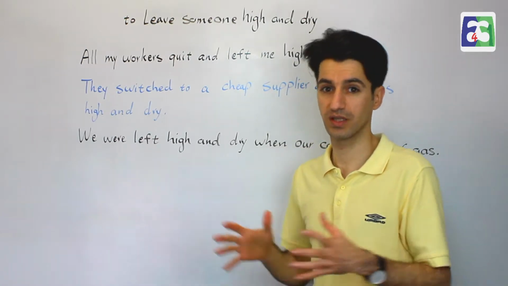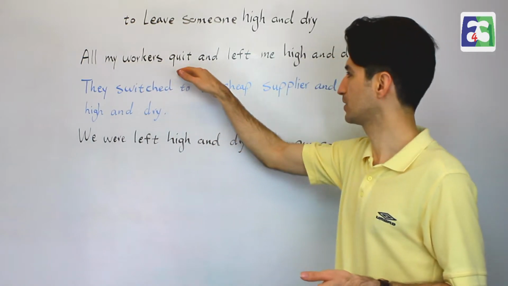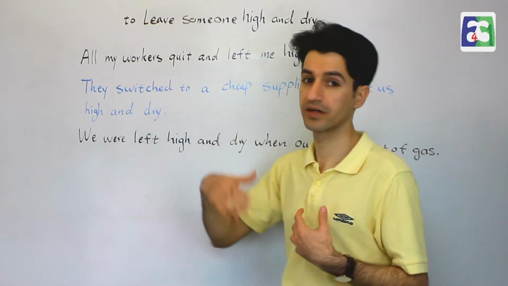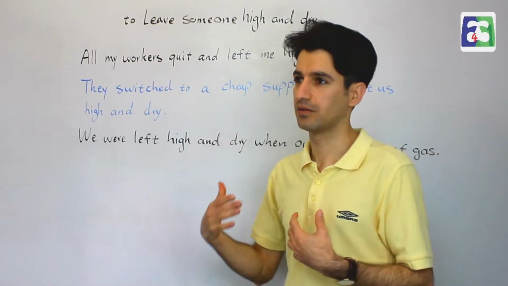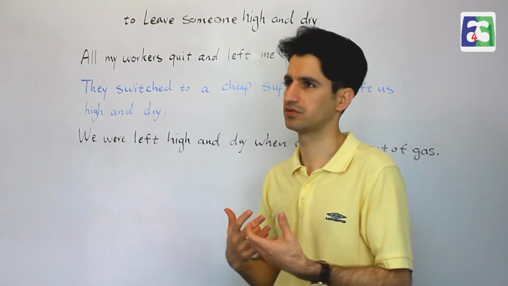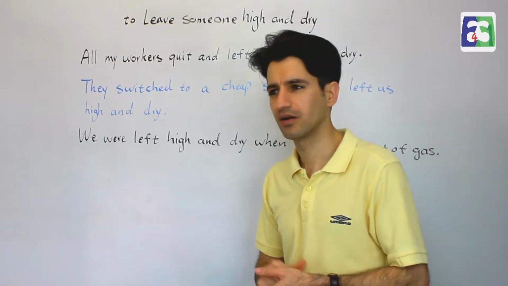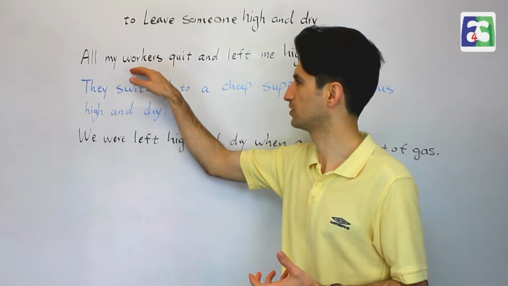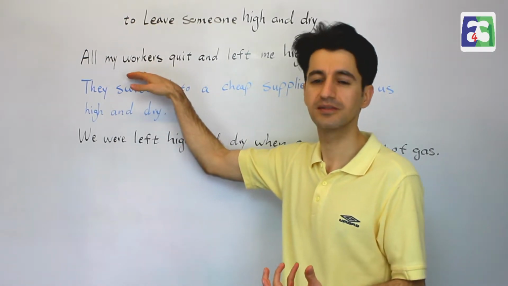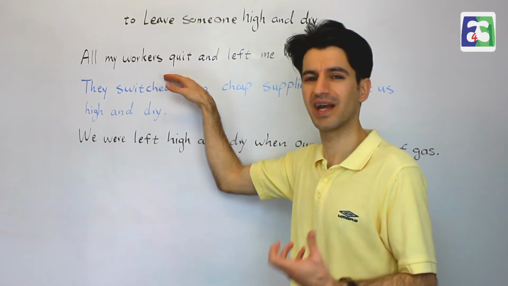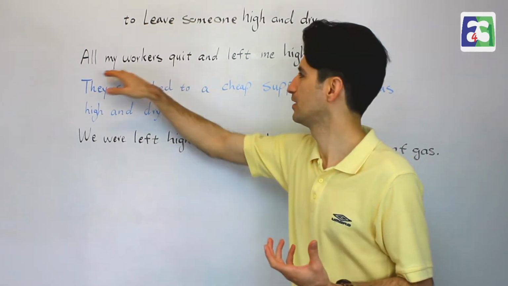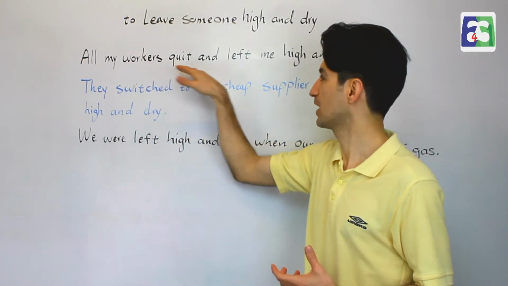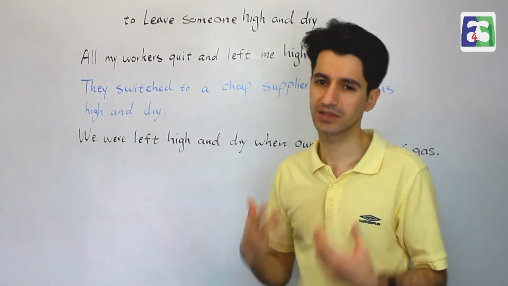Let's see how it is used in a sentence. All my workers quit and left me high and dry. I have some workers and I rely on them, I am counting on the job getting finished, and my job depends on these guys, but they quit. So I am helpless. I am left alone. To express that, I say they quit and left me high and dry without any help.